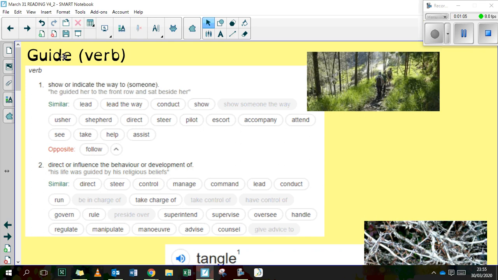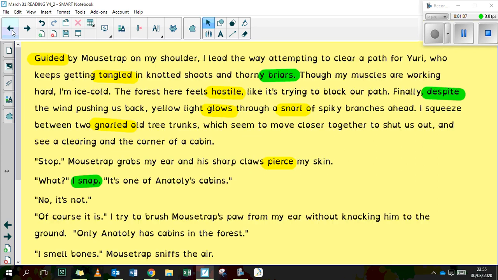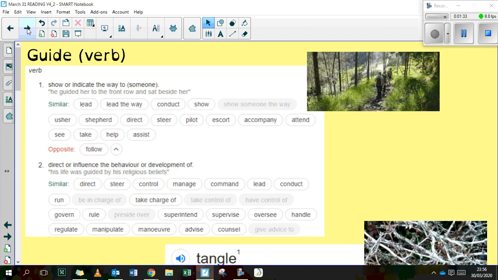Okay, so if we look back at the text now, guided by mousetrap on my shoulder, so led by mousetrap on, we know this is Yanka now, on Yanka's shoulder. I led the way, attempting to clear a path for Yuri, who keeps getting tangled in knotted shoots. So tangled. What does it mean by getting tangled in the knotted shoots? Okay, so let's have a little look at that.